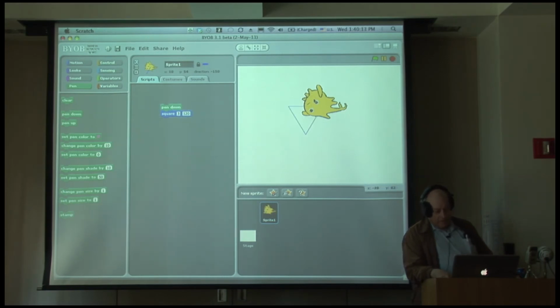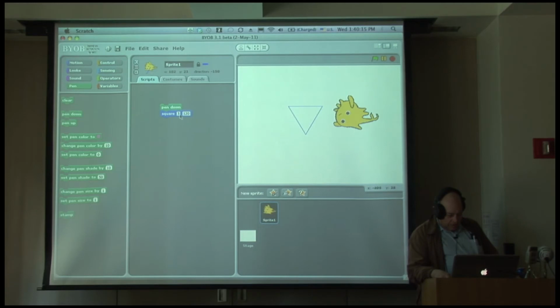So I made a triangle, and if I change the numbers a little, I can add plus 10 to the angle each time it went through, make a pentagon, and so on.